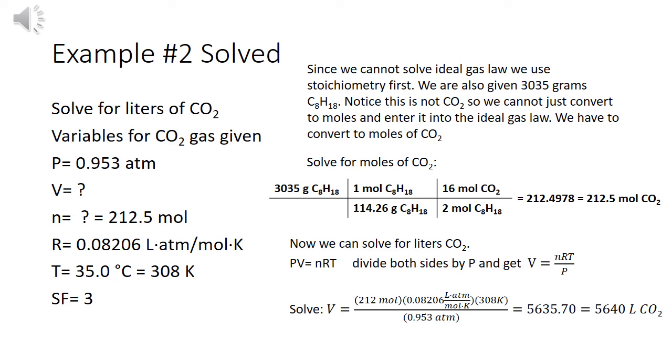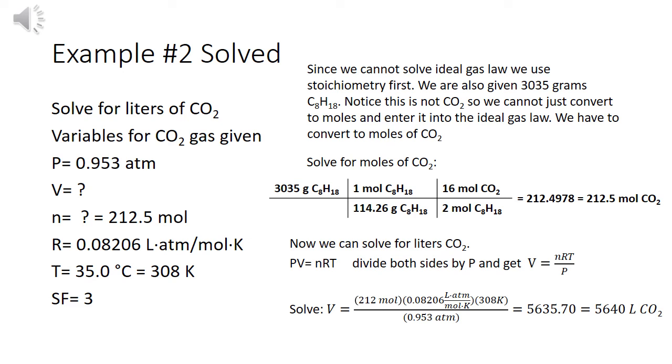So we're given 3,035 grams of C8H18. So we're going to first take that, we want to do the same thing we do every time, get it to moles. So the molar mass that I calculated was 114.26 grams of C8H18 to 1 mole of that octane. So we get it to moles, and then we're trying to get to that moles of carbon dioxide so we can use that ideal gas law. So we want to change from moles of the C8H18 to moles of CO2, so it's a 2 to 16 ratio. Pretty big jump there.